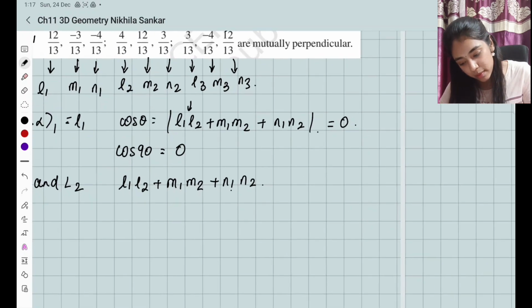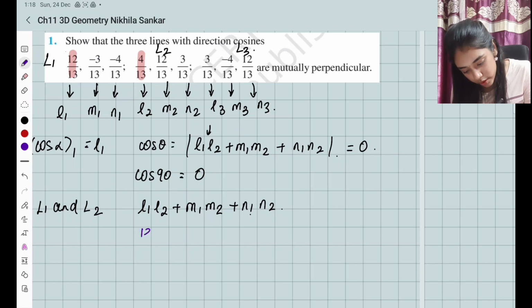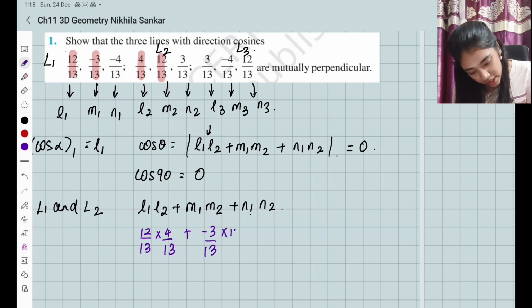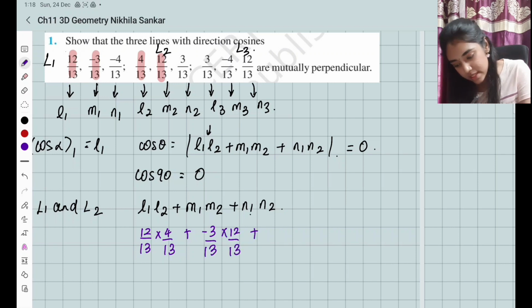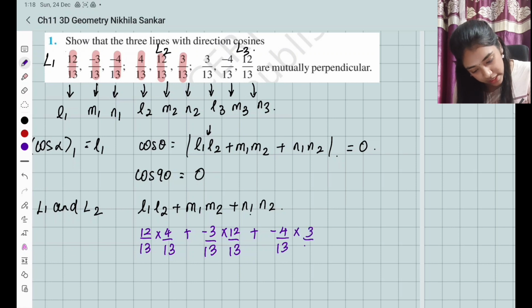So now this is going to be L1 L2 plus M1 M2 plus N1 N2. இதை substitute பண்ணி பார்க்கலாமா? When I substitute the values, I have first L1 L2. இல்லையா? I'll mark that. So L1 and L2. So it is going to be 12 by 13 into 4 by 13 plus M1 M2, which is going to be minus 3 by 13, 12 by 13. So I have minus 3 by 13 into 12 by 13 plus N1 N2, which is going to be minus 4 by 13, 3 by 13. So I have minus 4 by 13 into 3 divided by 13.